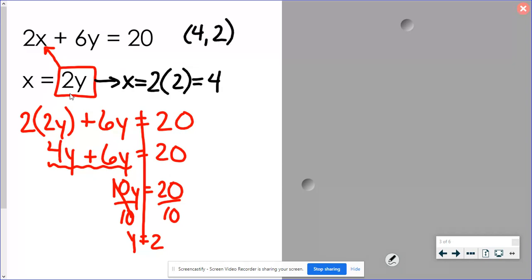We could check this by substituting into the other equation. So I would have 2 times 4, which is 8, and then 6 times 2 is 12, and 8 plus 12, oh yeah, that is 20. That works.